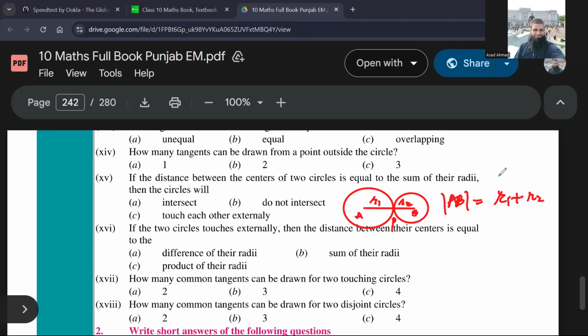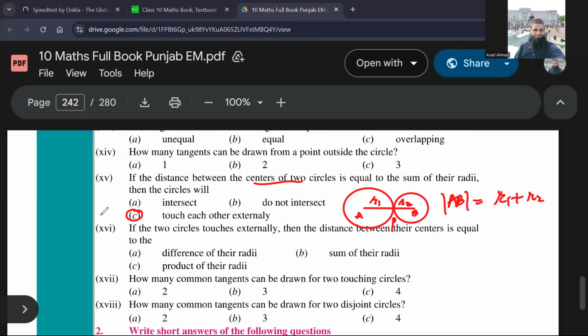So this is the distance between the two circles. Centers of two circles is equal to the sum of their radii. Then the circles will be touching externally. This is number C. So this is a case when they are touching externally.